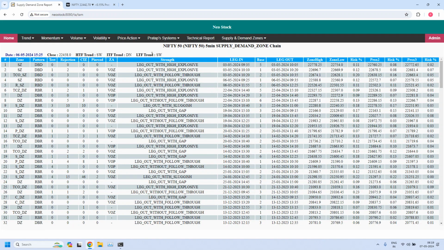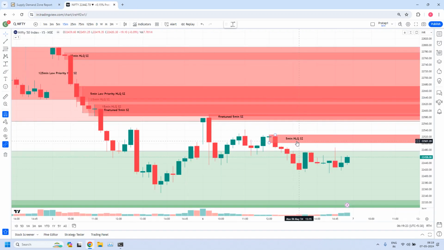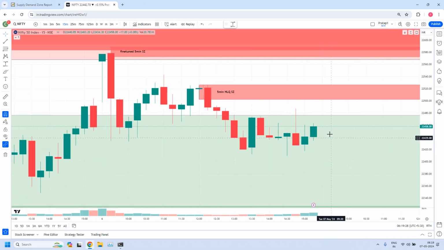See here, this is a 5 minutes trend sideways, but the 15 minutes trend is a downtrend. And this is a 75 minutes trend sideways. The 75 minutes trend can be sideways or downtrend, but the 15 minutes trend is a downtrend that enables the bearish trade setup. So currently this 5 minutes high liquidity supply zone is supporting the bearish trade setup. In case prices are entering here, we can plan a trade.